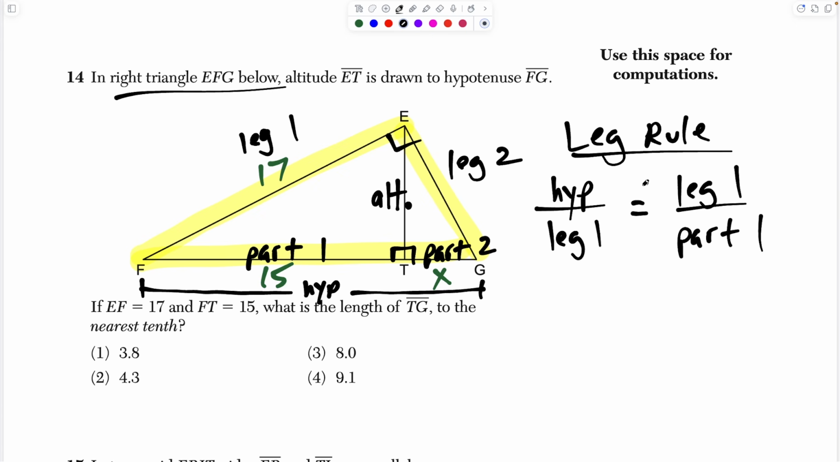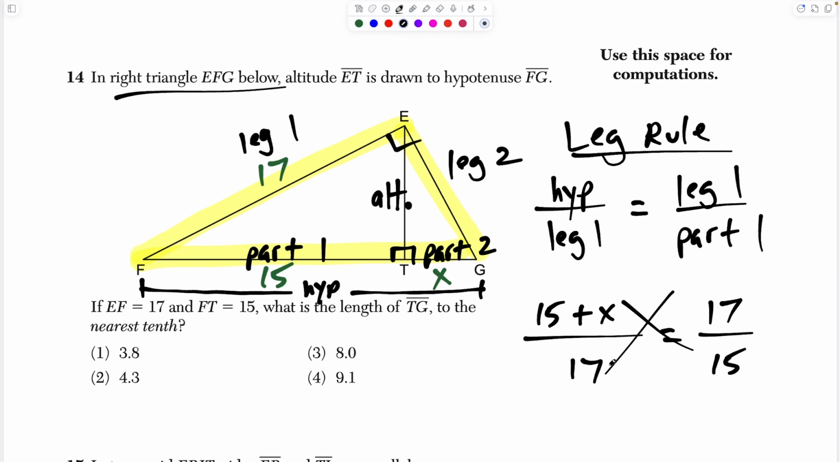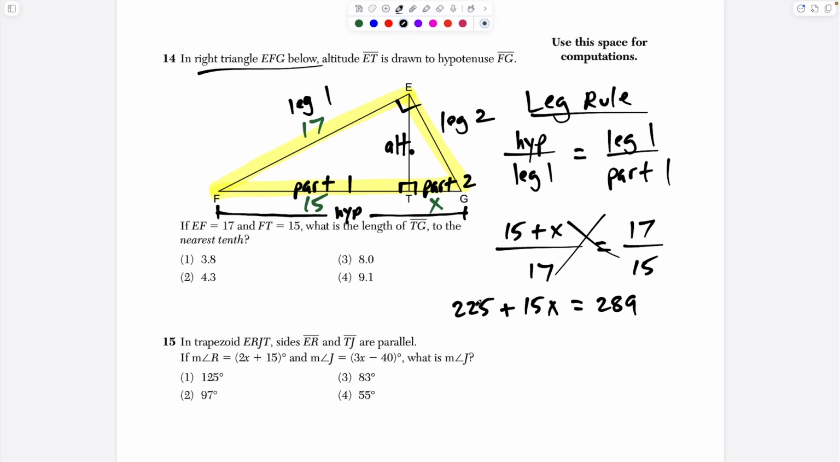So for the leg rule, I could use this formula, but what makes it a little tricky here is the hypotenuse is broken into pieces. It's 15 and x, so the hypotenuse would actually be 15 plus x. Leg 1 would be equal to 17. Now I set this equal to leg 1, 17, over part 1, 15. From here, I just cross multiply. So 15 times 15 is 225, plus 15 times x is 15x, and this equals 17 times 17, which is 289.